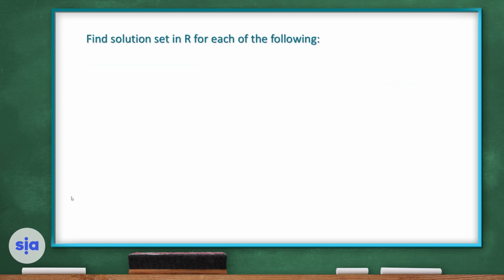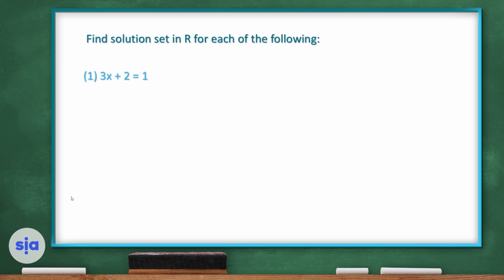Let's move on to the first question. Find the solution set in R for each of the following. 3x plus 2 equals 1. How can we find the value of x that satisfies this equation? How can we find the number that, if we replace x by it, makes the equation correct?